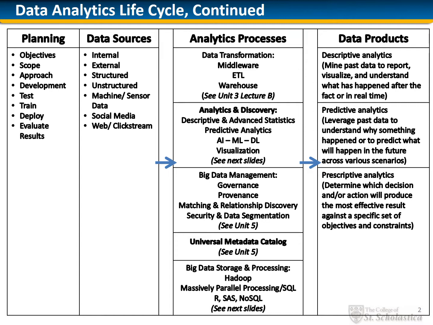Both the data transformation process and analytics process or processes also contribute to the extent of big data management you may need to perform. We've covered data and information governance, data provenance, patient matching, and security and data segmentation for privacy in Unit 5. We'll talk a bit more about these in this lecture, and also the relationship discovery in Unit 7.